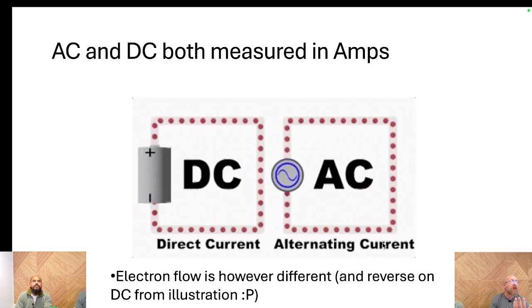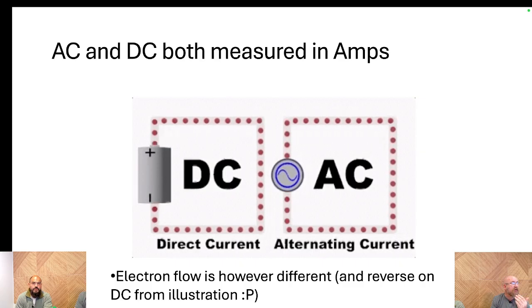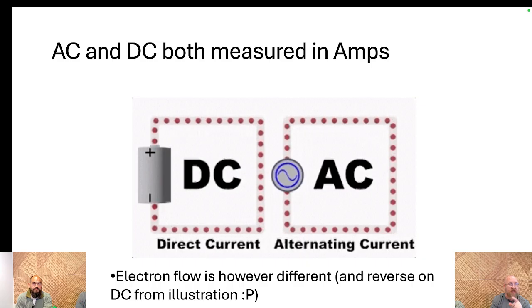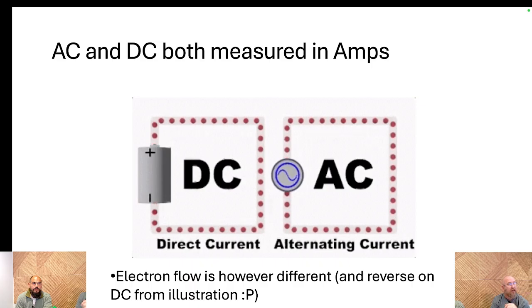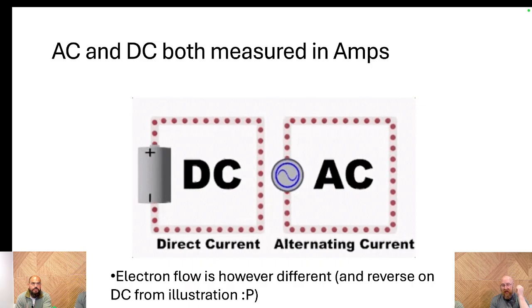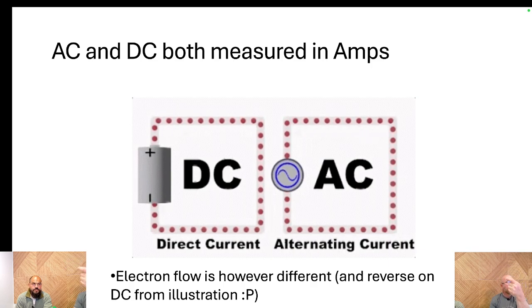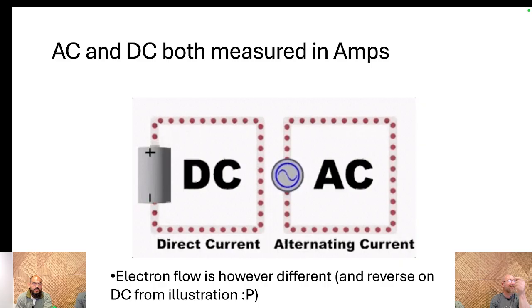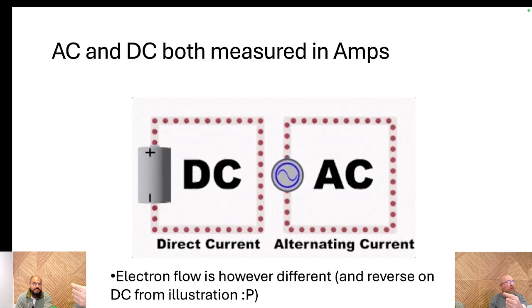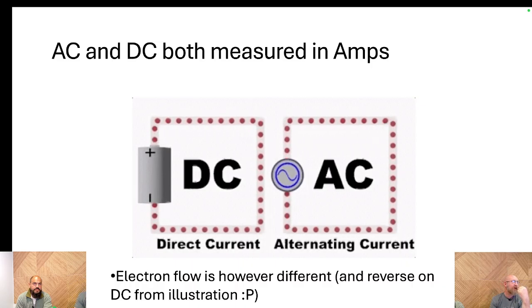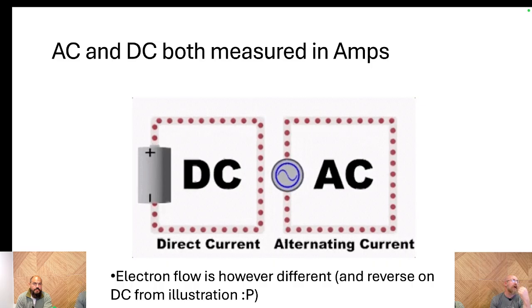So what does this look like? Here's an animation that gives you the idea of what's going on. In DC, it's a constant march in one direction, and then if we look at our AC flow, it's just going one way and then back the other way. You can see one electron in this picture, if you picture those as electrons, moving a little bit in one direction and then moving back in the other direction, over and over.